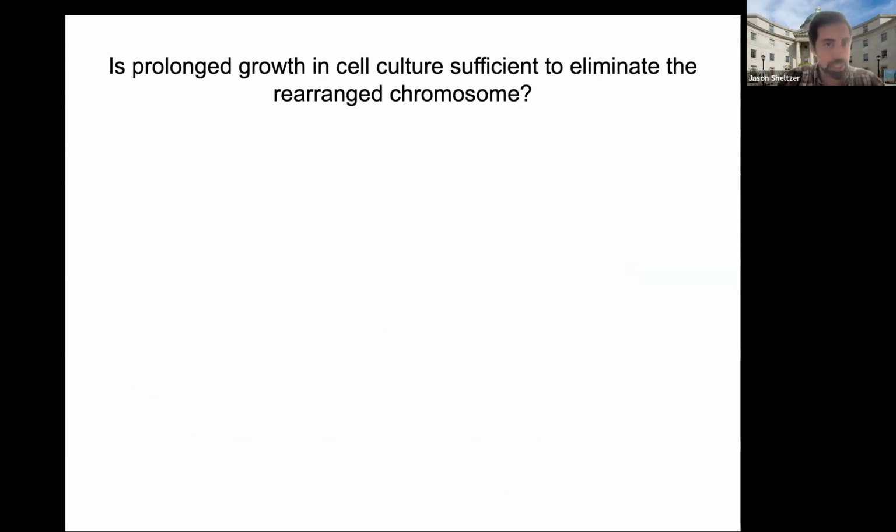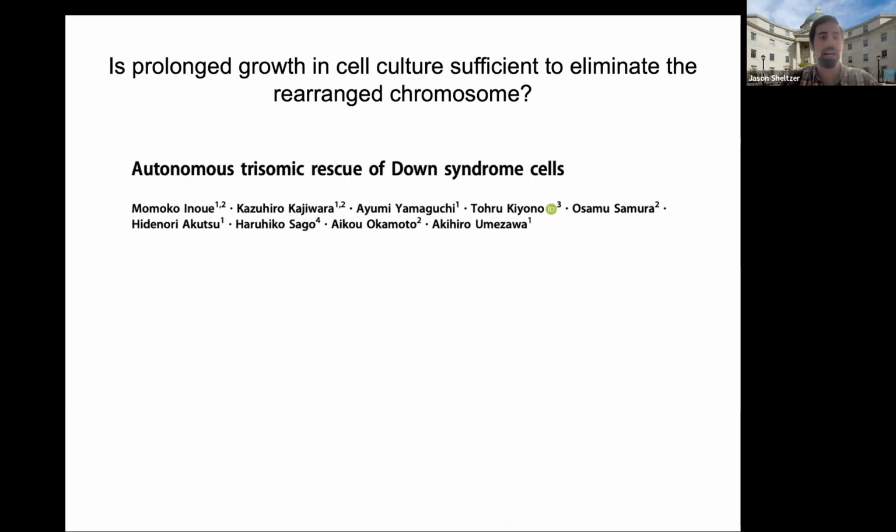That is, not using CRISPR, not really touching these cells in any way, just letting them grow and seeing if over time, the long period of growth would allow cells that had lost the rearranged chromosome to grow out and take over the population. And the reason we thought about this is, again, going back to the case of Down syndrome, where this has been most well studied. This has been observed to happen in cells donated from patients with Down syndrome, just when they're grown for prolonged periods of time.